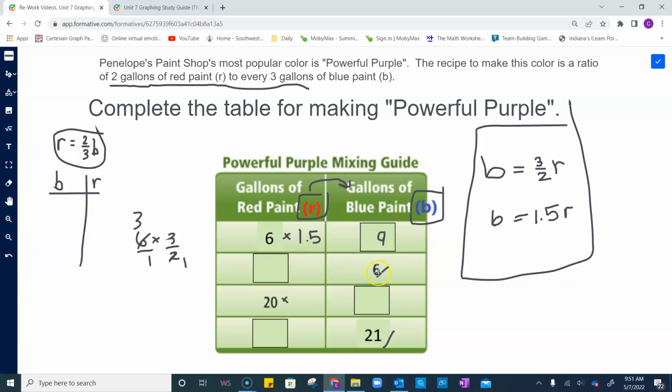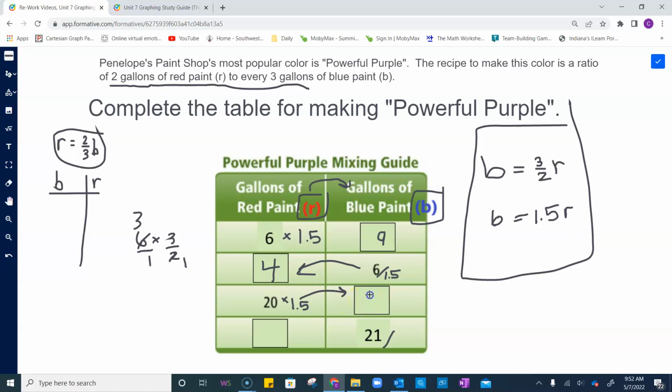Okay, our next one, if we have 6 and we're trying to go backwards, we're going to divide 6 by 1.5. So inverse ops has us doing the divide by 1.5 and we get 4. Now we're going forward here, so we're multiplying because our blue has to be 1.5 times bigger.